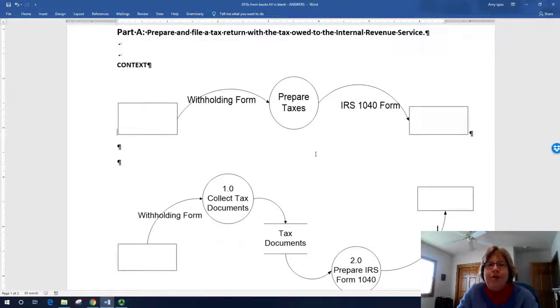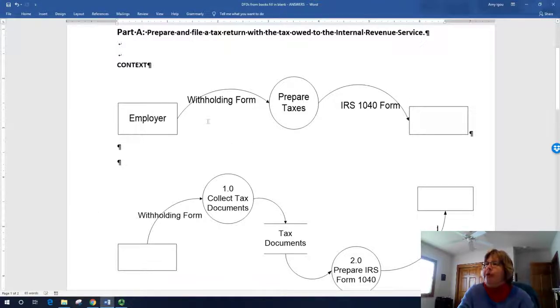Now, the directions do not say whether we are preparing the tax return for us or doing this for a client. So that would make a little bit of a difference in what we would put in this first box. So the withholding form is our W-2 form. This is what we usually get if we're an individual from our employer, or if we were doing this for a client, we would get that from the client who got it from their employer. So we're going to make the assumption we're doing our own taxes, and we're going to go ahead and put employer there.